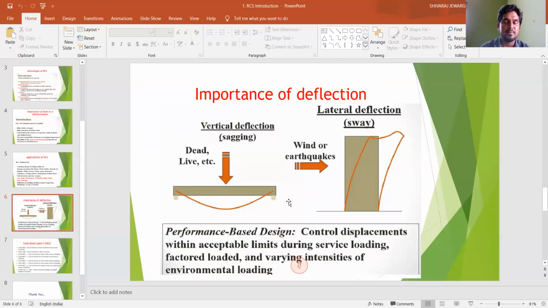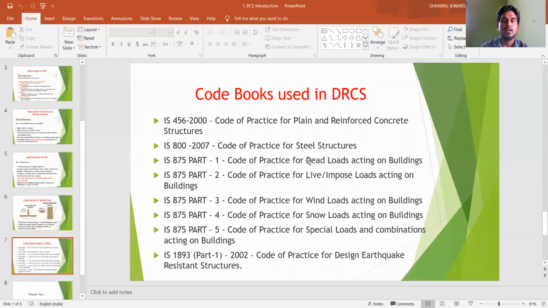Any RC structural element is designed for vertical loads such as dead loads and live loads. Not only the vertical loads, RC structures are also designed for lateral loads such as wind and earthquake forces. So keeping these deflection criteria into consideration, the RC structural elements are designed and executed properly. As you are seeing, in performance-based design, the control of displacements is within acceptable limits during service loading, factored load, and also varying intensities of environmental loading.